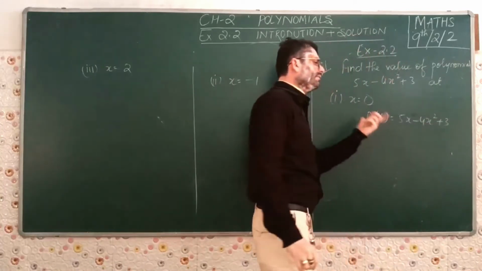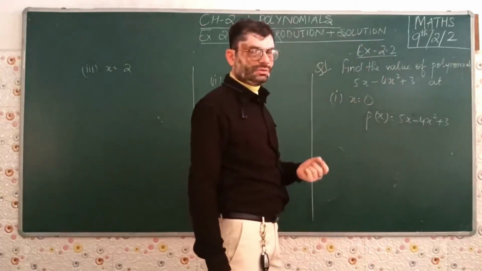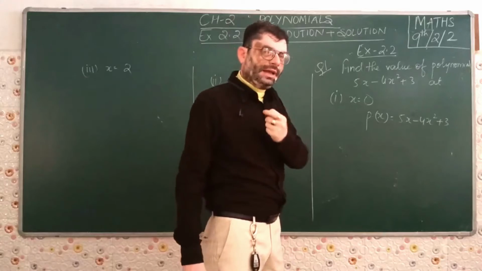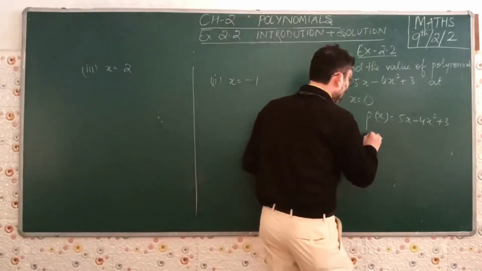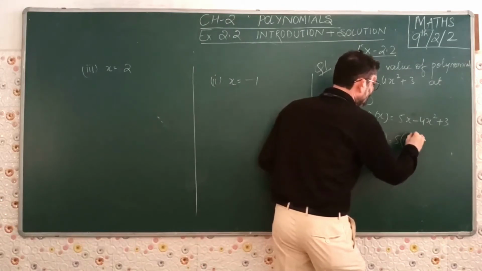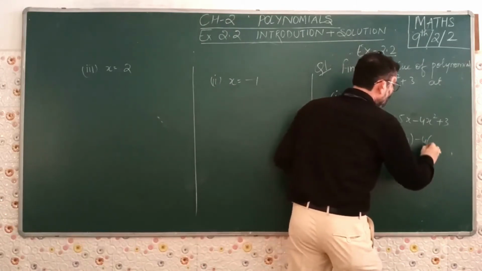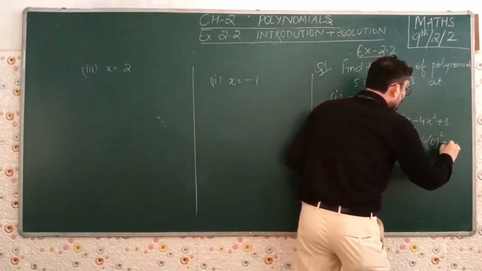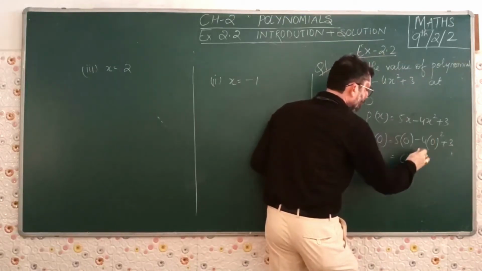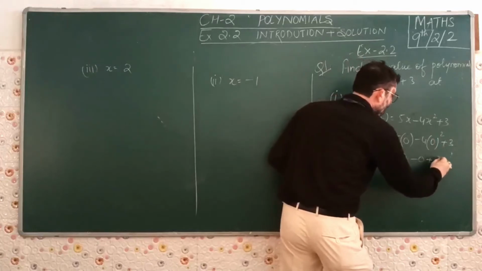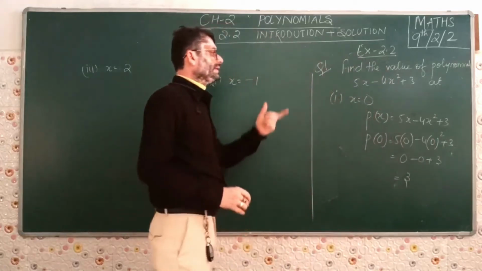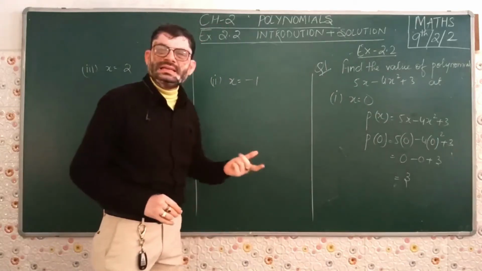And we need to find the value of the polynomial at x equals 0. That means we will have to substitute the value of x to be 0. So let's find out p of 0. Everywhere we have x, we have to substitute 0. So 5 into 0 is 0, minus 4 into 0 square is 0, plus 3. So the value of the polynomial p of x at x equals 0 is 3 that we have got.